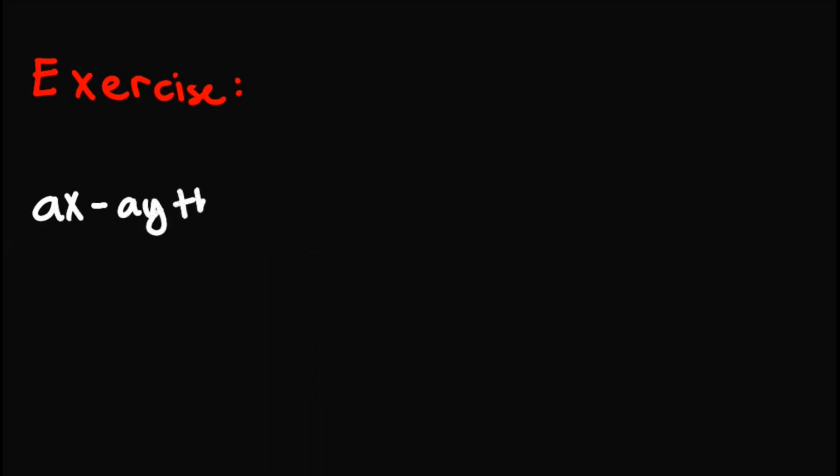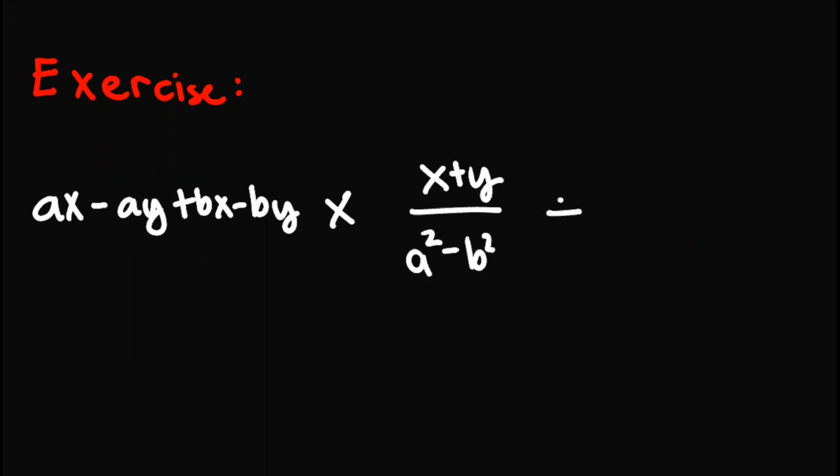Before I end this video, here are 2 exercises. Actually, it's only one exercise that you can work on, but it's quite large or long, I would say. So we have ax minus ay plus bx minus by, times x plus y over a squared minus b squared, divided by x squared minus y squared all over a minus b.